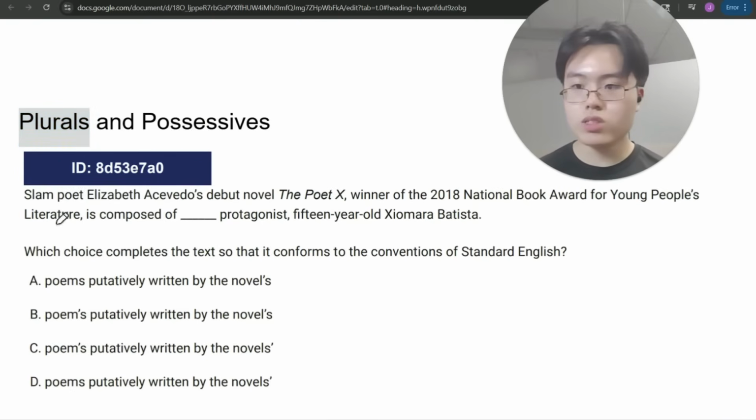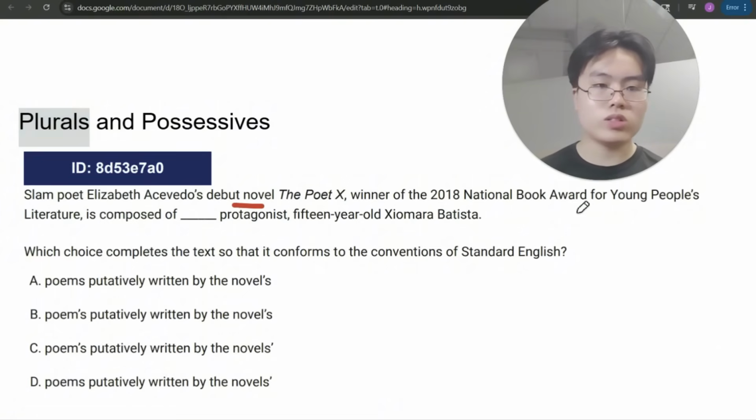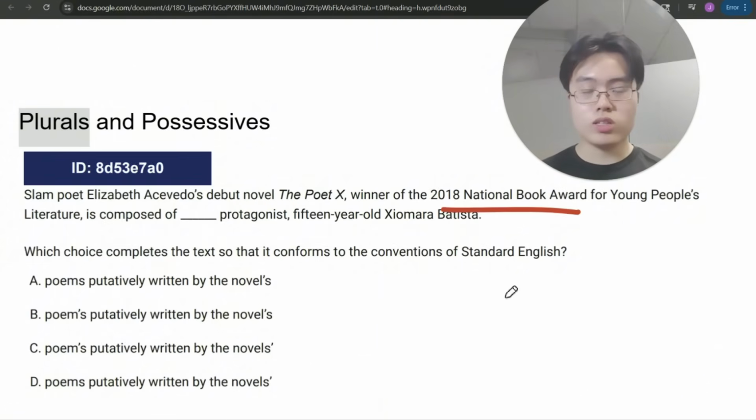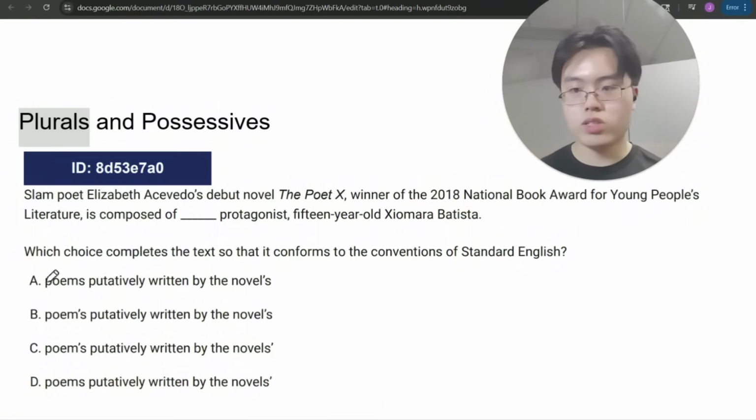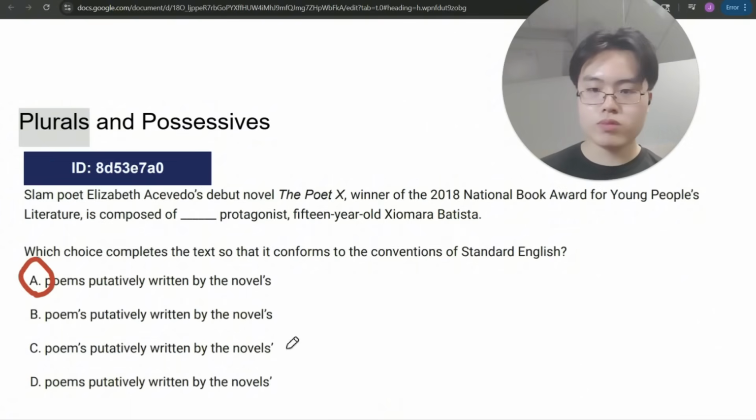Okay, let's look at this. Slam poet's debut novel, the winner of the... so it's just talking about one novel, right? It doesn't mention anything about other novels. "Is composed" talks about what the novel is composed of. It's just one novel. So we know for sure, because it only mentions one novel. That's enough context clues, and it definitely would not make sense for this to be plural. So we know with 100% certainty the answer is A, and that's the answer.